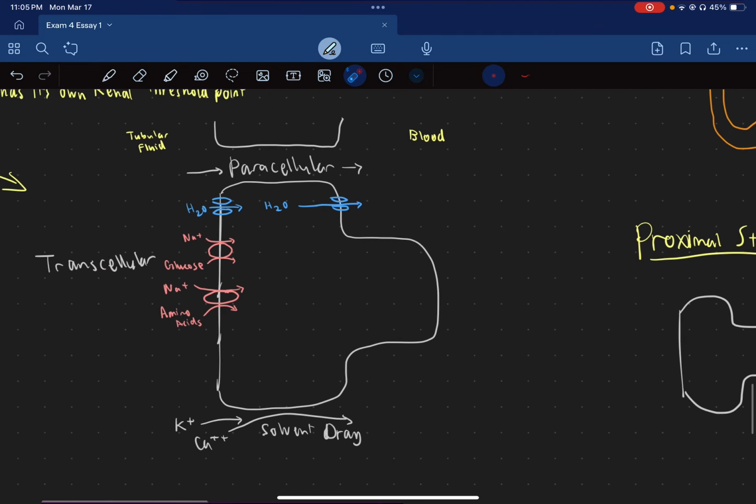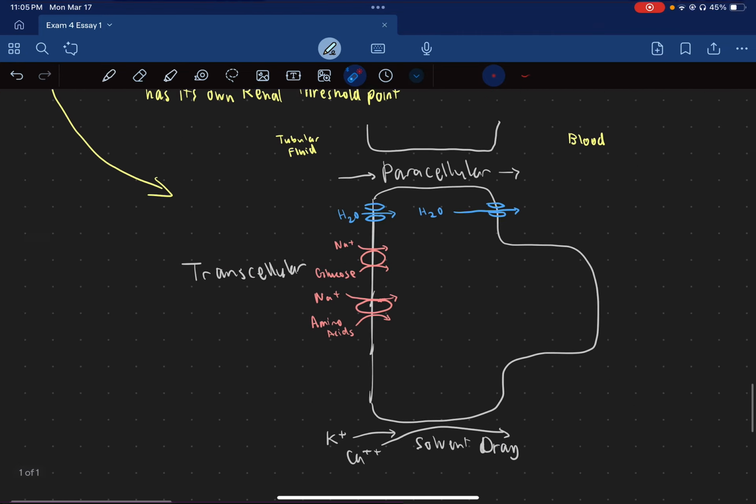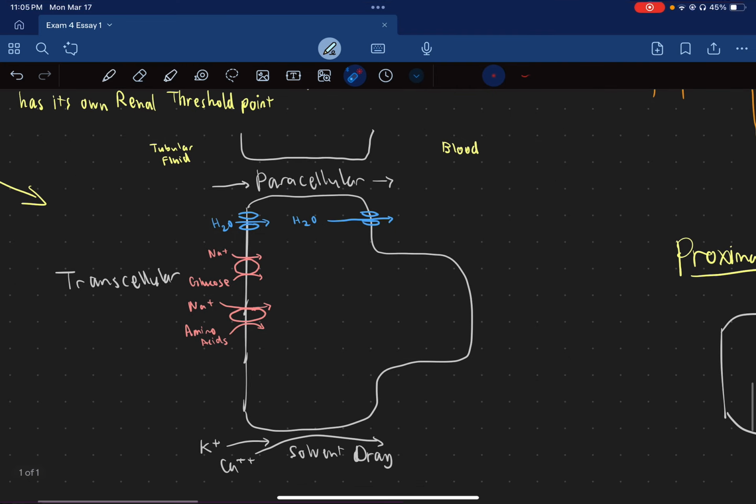I think I have a picture down here. And this is the proximal convoluted tubule. There's two different ways that solutes can be reabsorbed: transcellular and paracellular. Transcellular is through these cells, and paracellular is in between them. Transcellularly, the sodium that's transported out by the sodium-potassium pump is going to be able to pump glucose into the cell. Also, it's going to help amino acids get into the cell.